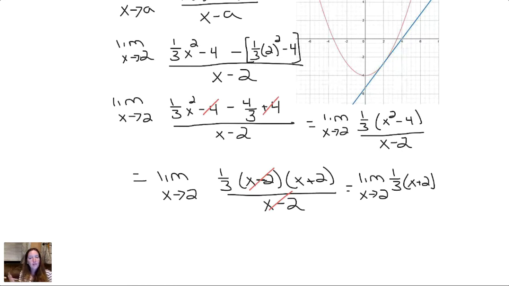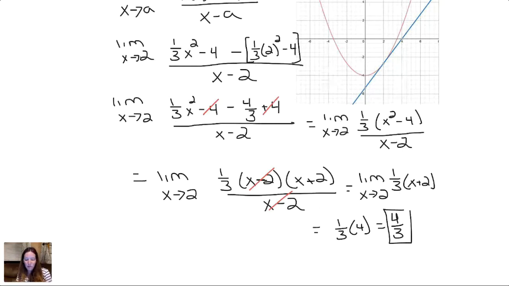So now we can actually go ahead and plug in that limit, right? We can plug in the 2, and we get 1/3 times 4 equals 4/3. So what we found here, right, is that we have found the slope of this curve at that very point.